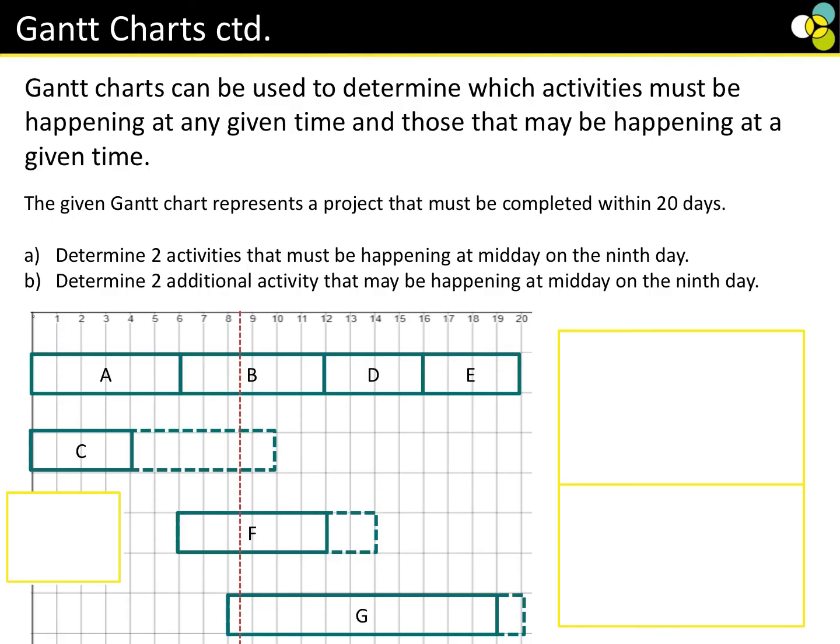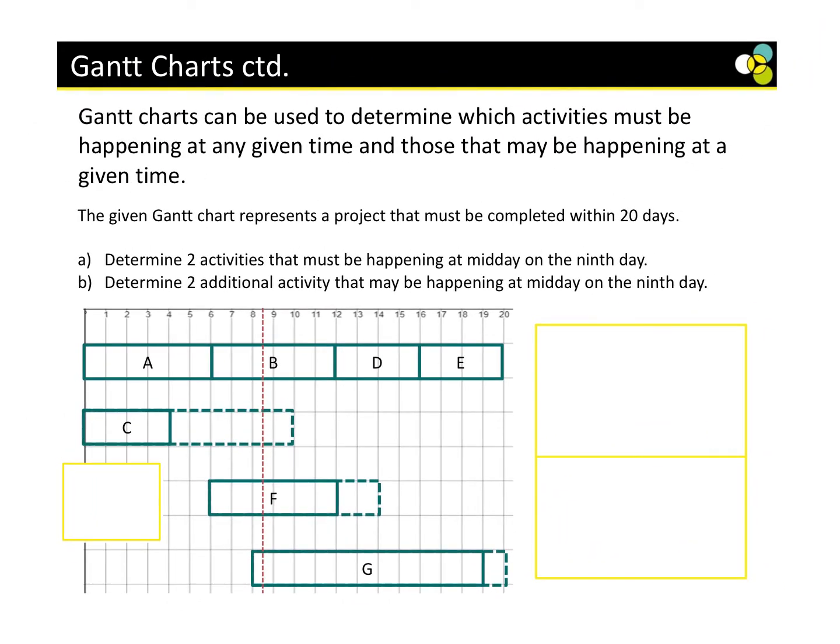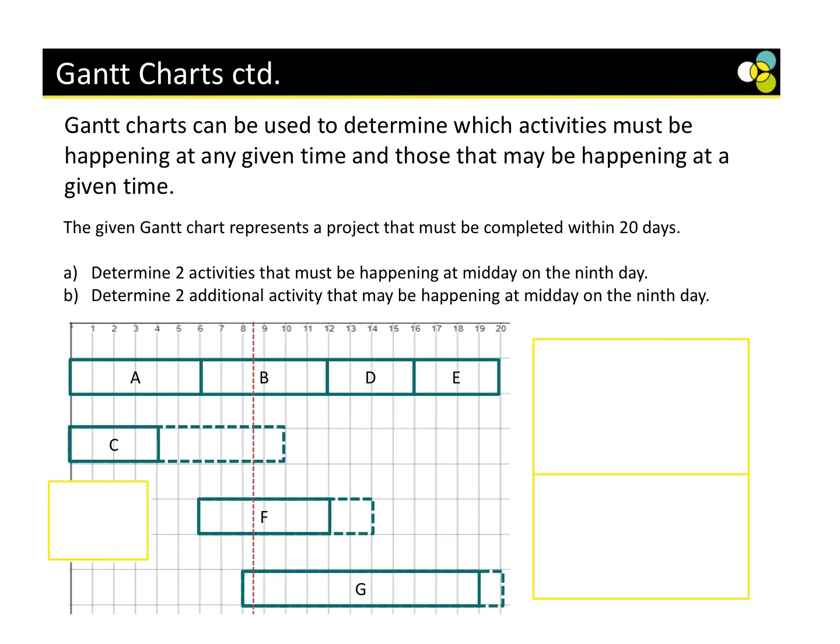This one catches a lot of people out. Sometimes they give you a Gantt chart. We've just looked at drawing them. And they say this project's got to be completed in 20 days. Determine 2 activities that must be happening at midday on the 9th day.